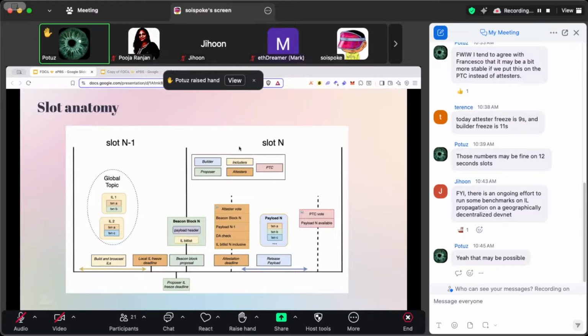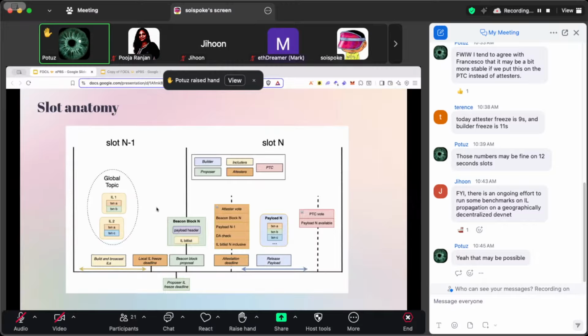So the situation goes like this. You said that the IL propagation time is currently at 8 seconds. And the first reaction that I have is that you can make it very early, because the payload, we're going to force it to be available quite early. Right. But here's the problem.